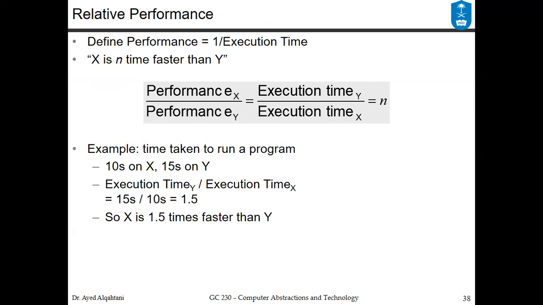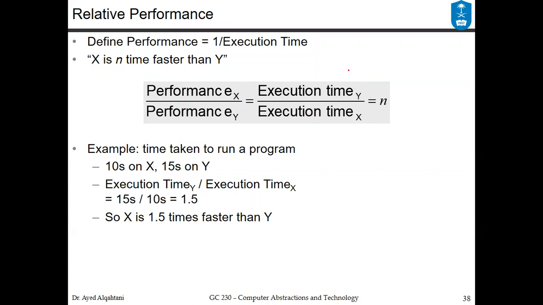So to start quantifying this, we will define the performance as 1 over the execution time. If we are comparing two machines, X and Y, or two CPUs, CPU X and CPU Y, then we should find the ratio between their performance. If we take the performance of X over the performance of Y, then this is equal to the execution time of Y over the execution time of X.